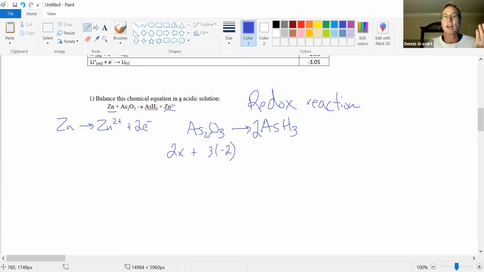And the idea is if you add up all the oxidation numbers, they have to equal the total charge of the complex or compound. And there's no charge up here, so 0 is the net charge. So 2x - 6 equals 0. Add 6 to both sides. Divide by 2. So arsenic starts on a +3. Each arsenic is a +3.